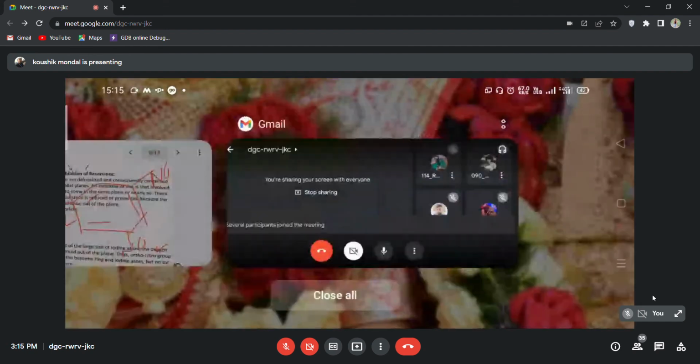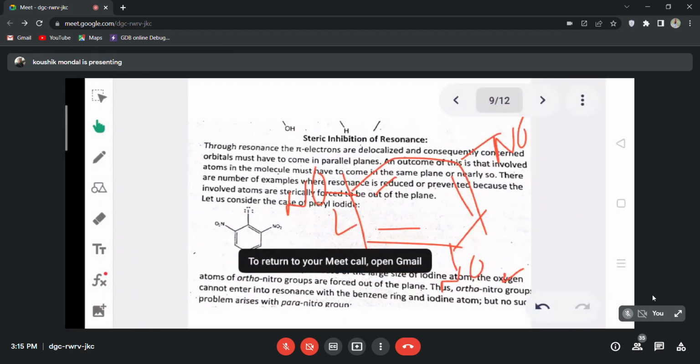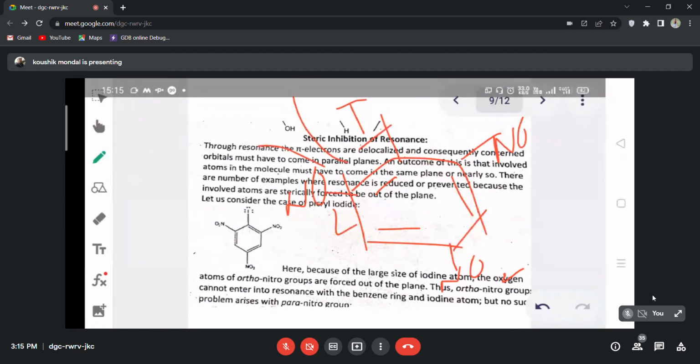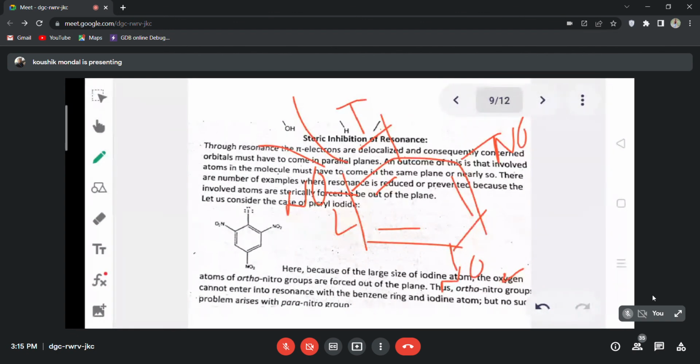But in this case, due to the presence of this iodine there is a steric hindrance, so this NO2 becomes out of plane to this phenyl ring and cannot participate in conjugation with it, and that is why this C single bond N is longer compared to these other bonds. So this is steric inhibition of resonance.